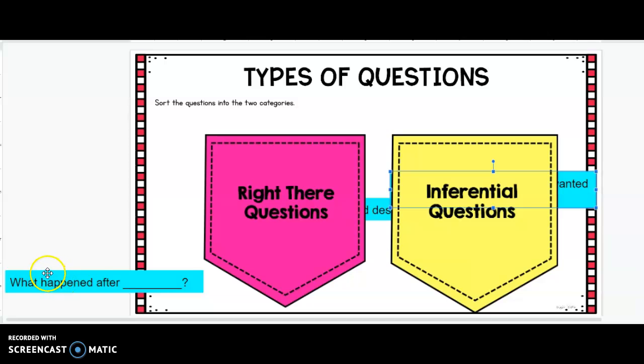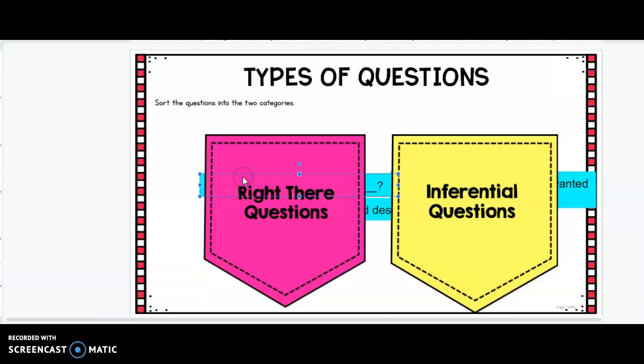Our last one is what happened after. What happened after? Is that something that we're going to find directly in the text? Or is that something that we're going to make an inference about? If you chose right there in the text, you are correct. Good job.